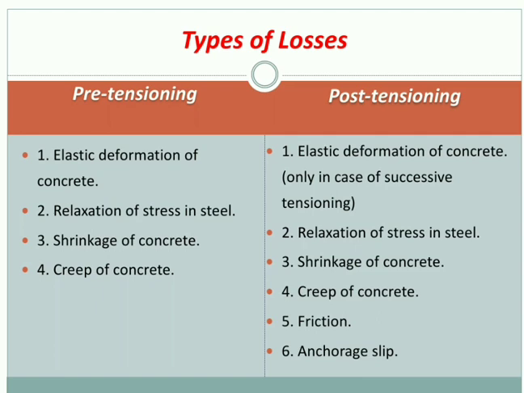Then in post-tensioning we have friction loss and anchorage slip, which are additional losses which do not exist in pre-tensioning. So friction and anchorage slip are the losses which take place in post-tensioned beams. Beyond this, the variation in temperature or uneven loading etc. may also result in some losses, which we are not analyzing here.